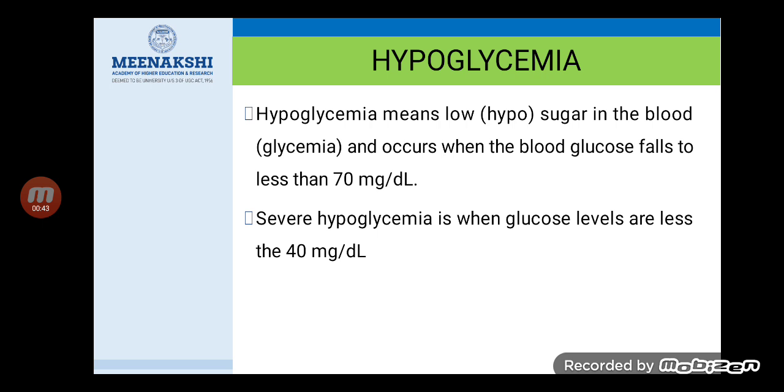Let us see the meaning of hypoglycemia. Hypoglycemia means low sugar in the blood. That is, hypo means low and glycemia means sugar. So, low blood sugar is known as hypoglycemia. This hypoglycemia occurs when the blood glucose falls to less than 70 milligram per deciliter. In severe hypoglycemia, the blood glucose levels will be lesser than 40 milligram per deciliter.